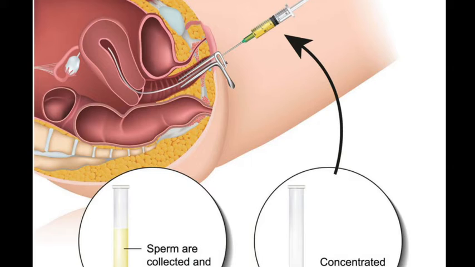In this technique the semen is artificially introduced with a syringe either into the vagina or into the uterus of the female. When it is injected into the uterus, we also call it IUI, meaning intrauterine insemination. So this is the artificial insemination method of ART, assisted reproductive technologies.